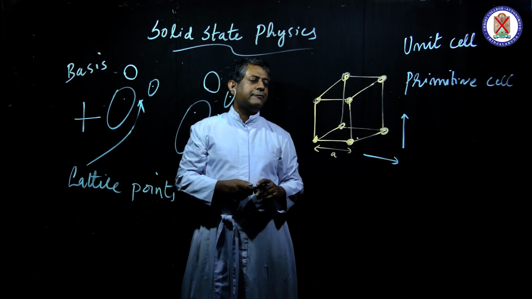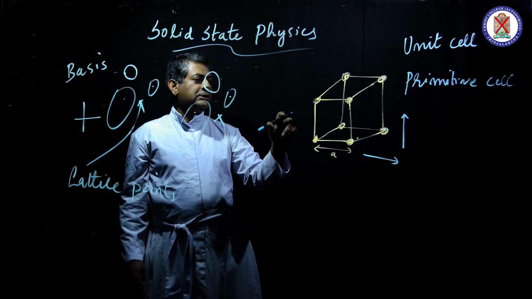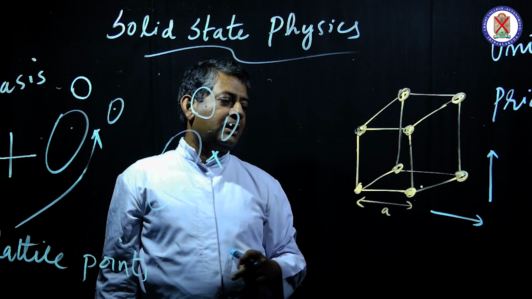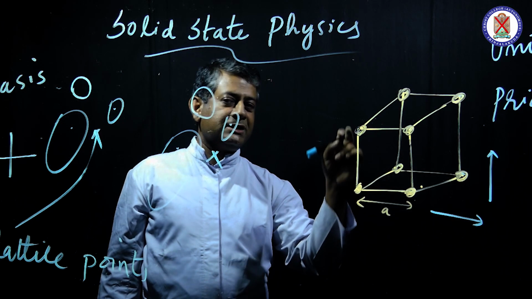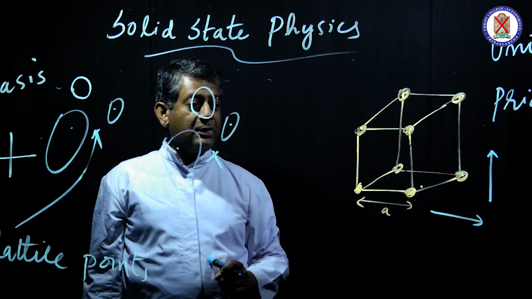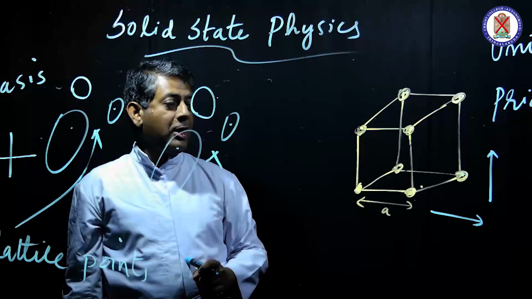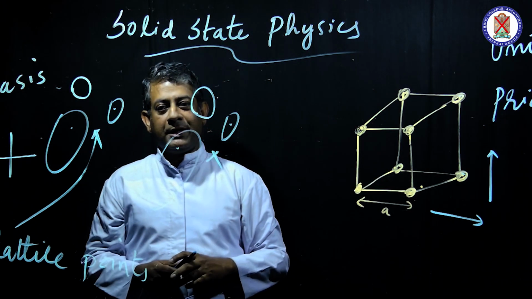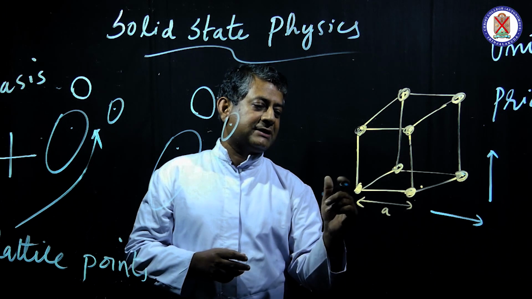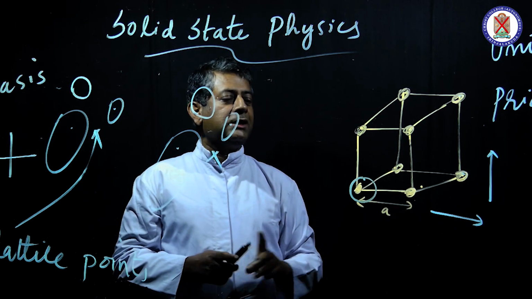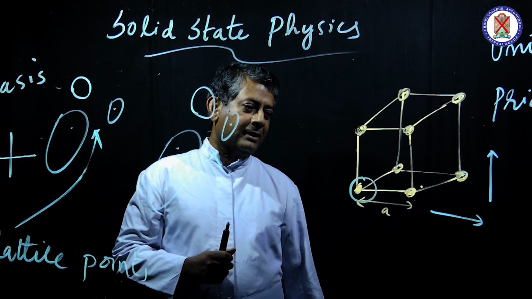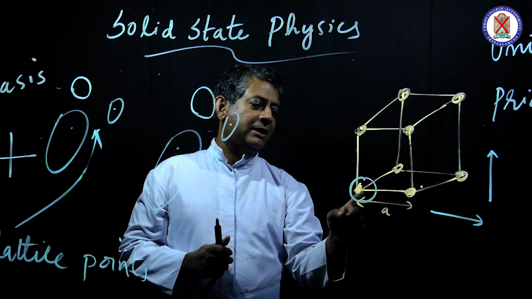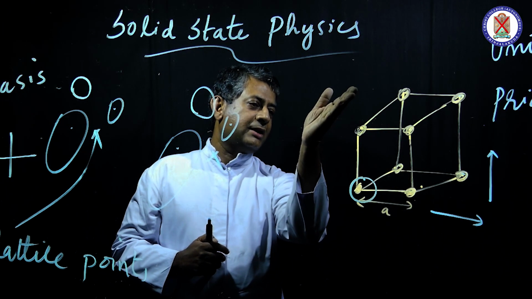There's another way you can find it out. What is the contribution of this lattice point to this cube? In order to find it out, you have to think about how many cubes are sharing this lattice point. For example, this one. How many cubes are sharing this lattice point? You can have one cube here. This cube definitely shares this one. You can have another one here.